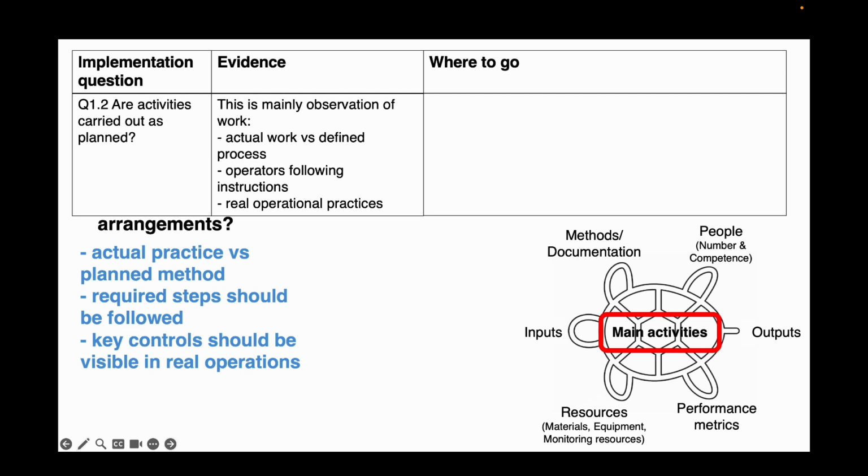I want to see whether instructions are being followed, whether controls are really applied, and whether the flow works in practice, not just on paper. And that is why I choose these places to visit.